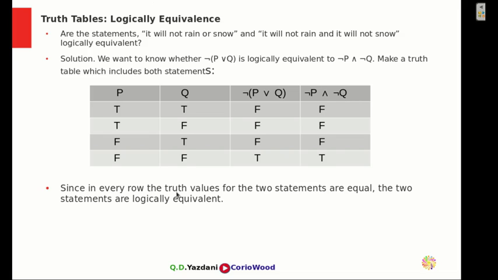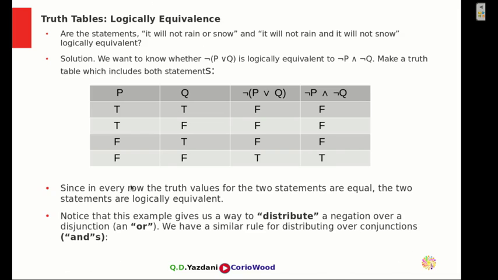Since in every row the truth values for the two statements are equal, the two statements are logically equivalent. Because the two statements here are logically equivalent, in plain English, it will not rain or snow, and it will not rain and it will not snow, both of them are going to be logically equivalent.